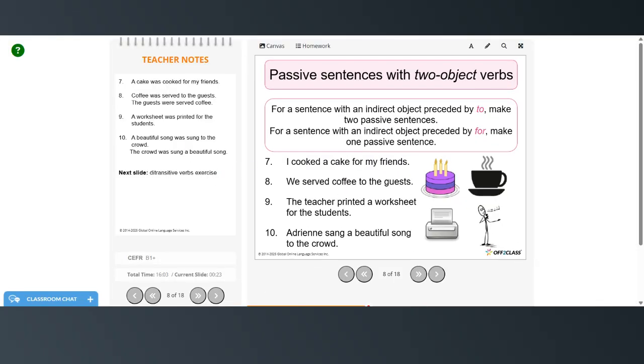So number 7, a cake was cooked for my friends. Number 8, coffee was served to the guest, or the guests were served coffee. Number 9, a worksheet was printed for the students. Number 10, a beautiful song was sung to the crowd. The crowd was sung a beautiful song.